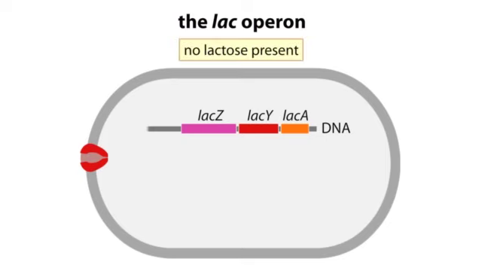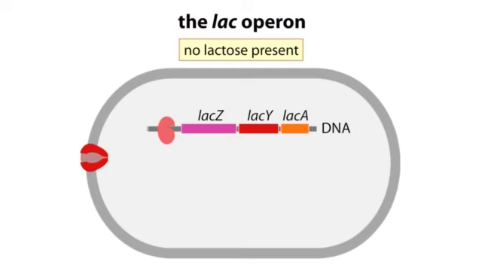When there is no lactose present, E. coli does not need to make the 3 lactose utilization enzymes, and the operon is not transcribed into mRNA. It is not transcribed because a regulatory protein, called the lactose repressor, is bound to the DNA close to the promoter. The site at which the repressor is bound is called the operator.